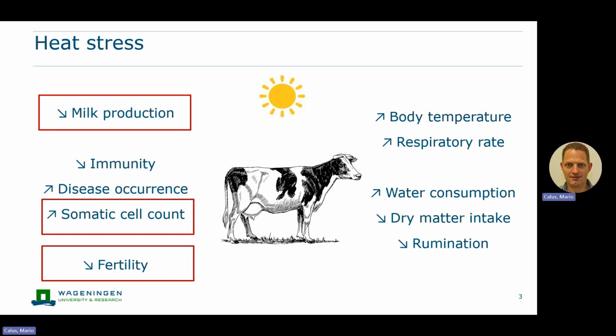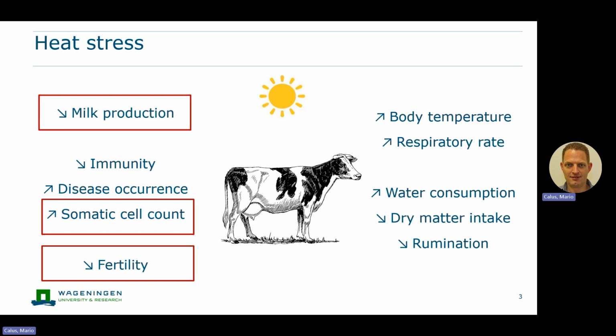So if we think about heat stress in dairy cattle, a number of things may happen once it gets really warm. Milk production will go down, immunity of animals will go down. There may be more disease pressure. The somatic cell count of individuals may go up, and fertility may also go down. That's looking at the output side, in terms of what happens with the traits that the individuals express.